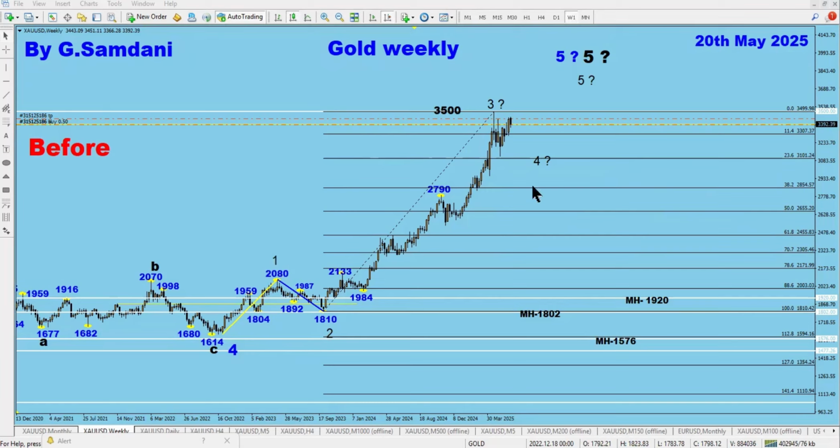I thought that it is finished here, so I said, okay, if that's the case, then we need to come down a little bit, just like this wave 2, a wave 4, and then we go to the upside. But this wave 4 is very complicated, and first of all, we have to make sure that we have finished wave 3, which we are still not confirmed, right?